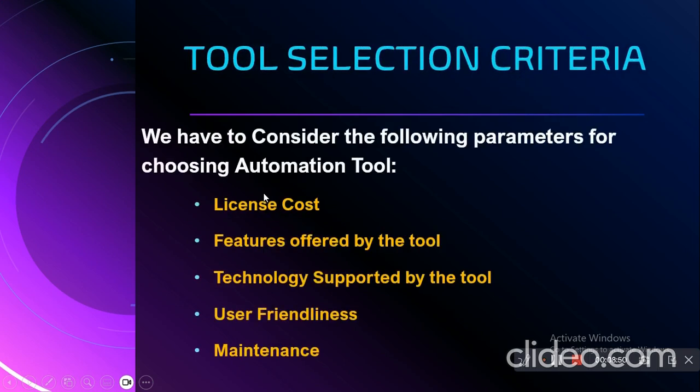Then tool selection criteria. While selecting the automation tool, we have to consider a few parameters. First, we have to see the license cost, what features are available in the tool, which technology is supported by the tool, user friendliness, maintenance and support, and customer support. These are the parameters we have to consider while selecting the automation tool.